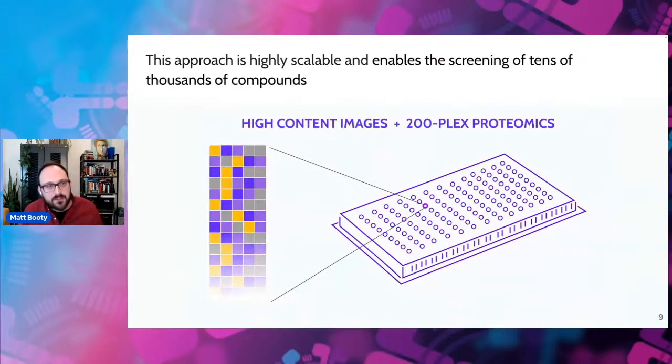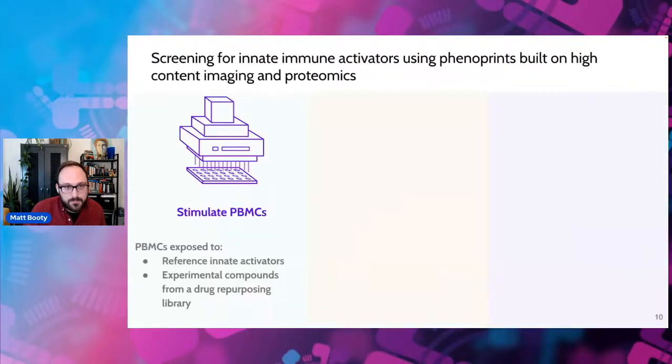There's a variety of reasons why this is beneficial. I'll just point out that this is highly scalable. So we do this in 384 well plates. It enables us to go through compound libraries consisting of tens of thousands of compounds. And in some cases, we build models using hundreds of donors. So we're able to generate these really large data sets to feed into our computational platform.